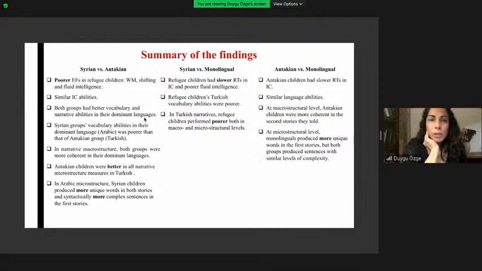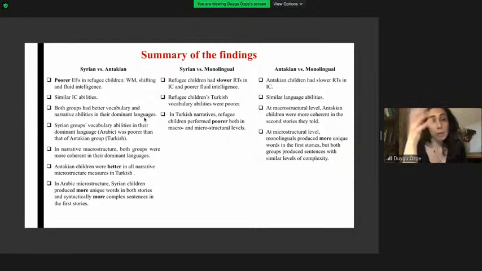Interestingly, Antakyan children were slower in their inhibition test, but they didn't have differences with respect to their accuracy. They had similar language abilities, so we didn't see the advantage for bilinguals here for language abilities. But interestingly, when we check the coherence of their narratives, bilinguals were more coherent than monolinguals. So there was an advantage of bilingualism, I would say, in telling more coherent stories.